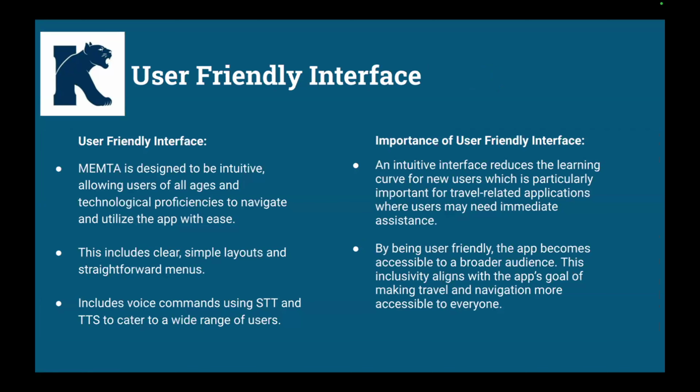So our goal, in order to make this more inclusive, we put emphasis on a user-friendly interface. It's designed to be intuitive, allowing users of all ages and technological proficiencies to navigate and utilize the app with ease because of its simple layouts and its straightforward menus. It also has an option to use voice commands such as speech to text and text to speech to cater to a wide range of users. And the importance of a user-friendly interface is to reduce the learning curve for new users, which is particularly important for travel-related applications where users may need immediate assistance. And being user-friendly, the app becomes more accessible to a broader audience. Not only is it important to include people in need, but it's also important to include everyone.